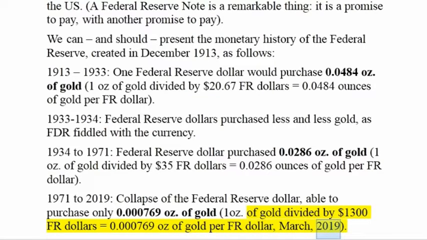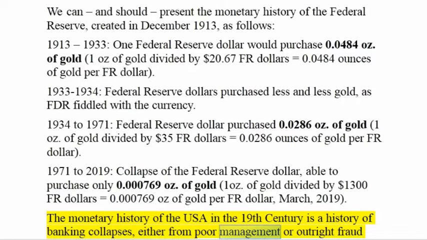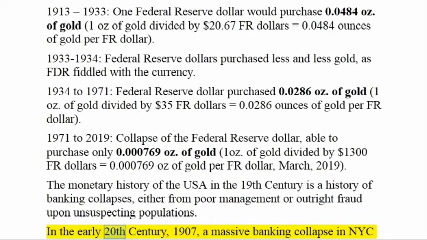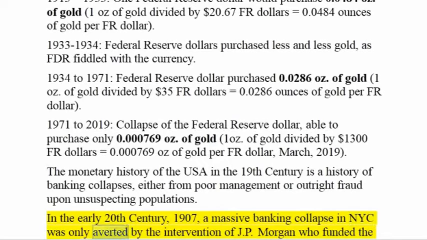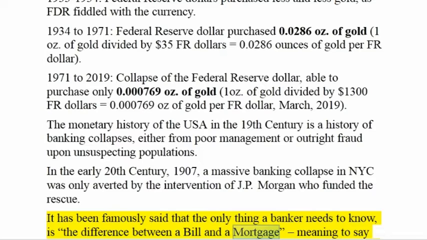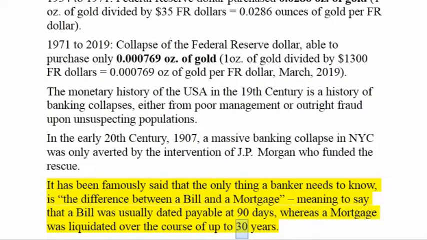March, 2019. The monetary history of the USA in the 19th century is a history of banking collapses, either from poor management or outright fraud upon unsuspecting populations. In the early 20th century, 1907, a massive banking collapse in NYC was only averted by the intervention of J.P. Morgan, who funded the rescue. It has been famously said that the only thing a banker needs to know is the difference between a bill and a mortgage, meaning to say that a bill was usually dated payable at 90 days, whereas a mortgage was liquidated over the course of up to 30 years.